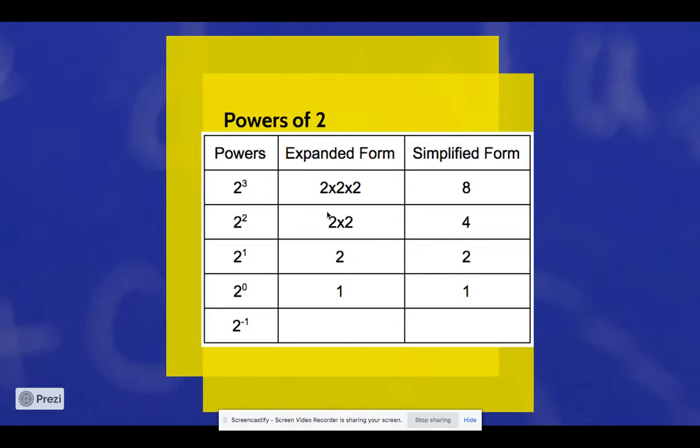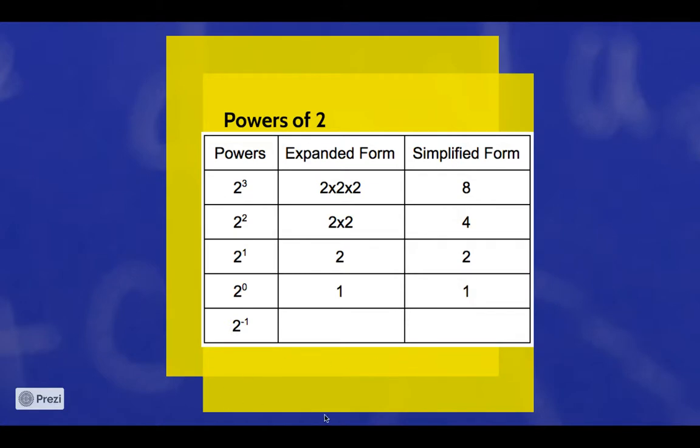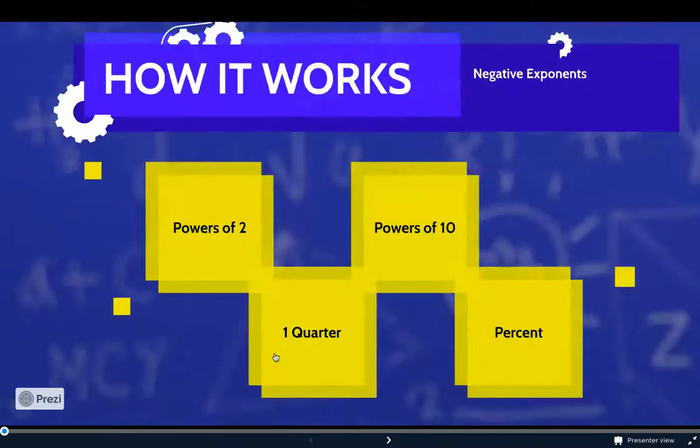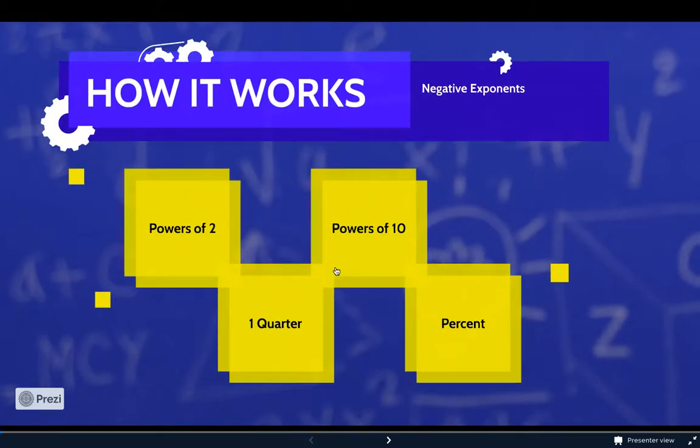And so for each of these, you can imagine an invisible times 1. So 1 times 2 to the third, 1 times 2 squared, 1 times 2. 2 to the 0 means that there are zero 2's, but there's still that 1. Now, what does 2 to the negative 1 mean? That's something that we're going to be exploring here, okay?